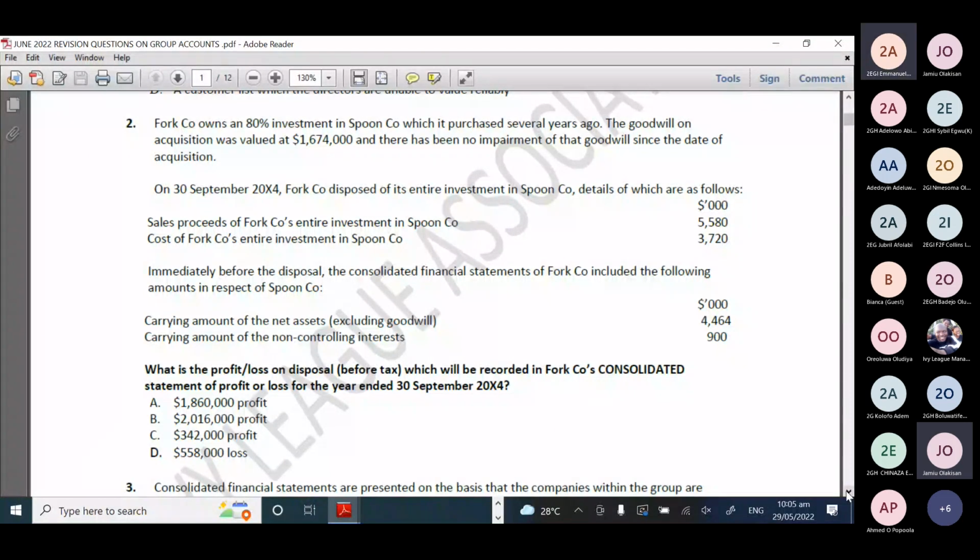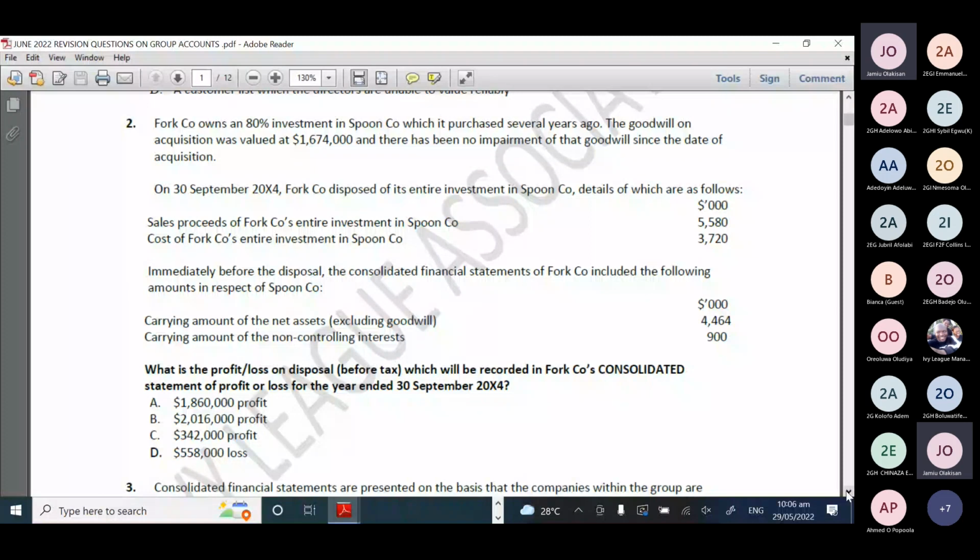What is the profit/loss on disposal before tax, which will be recorded in FOCCO's consolidated statement of profit or loss for the year ended 30th September 20X4? Thank you very much.